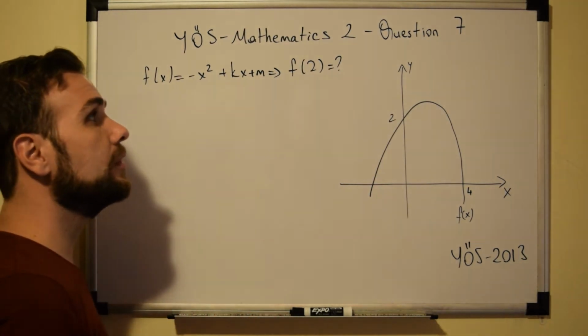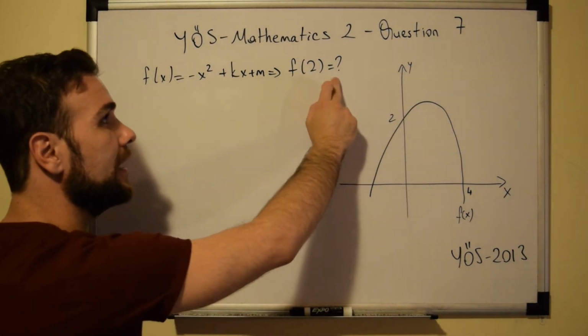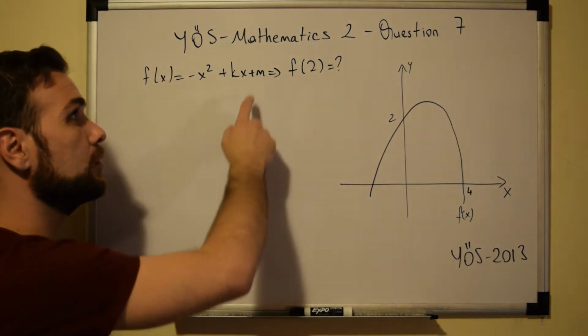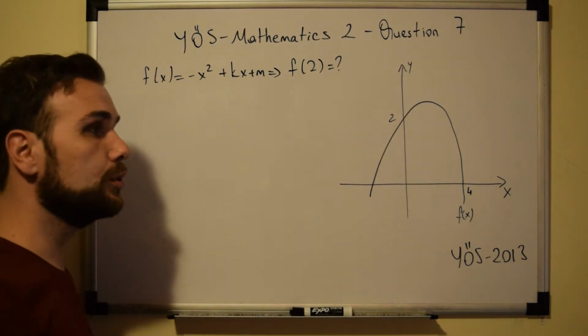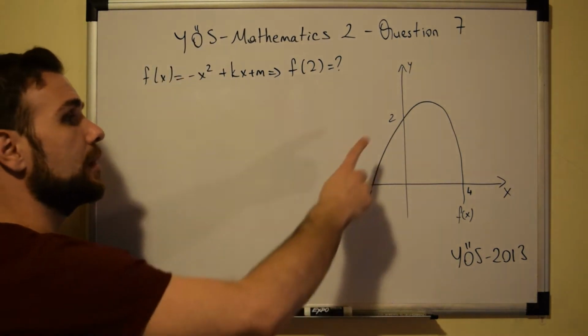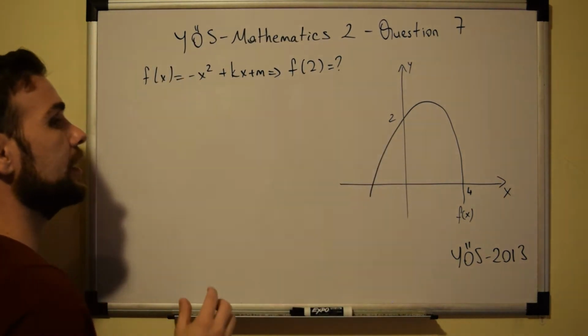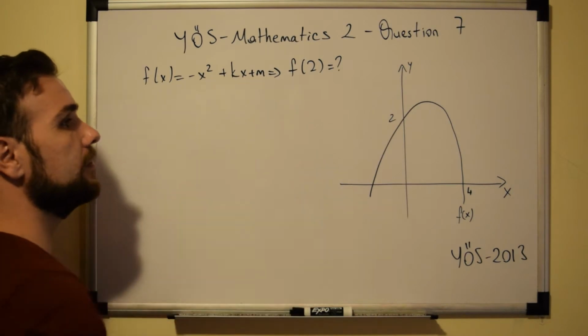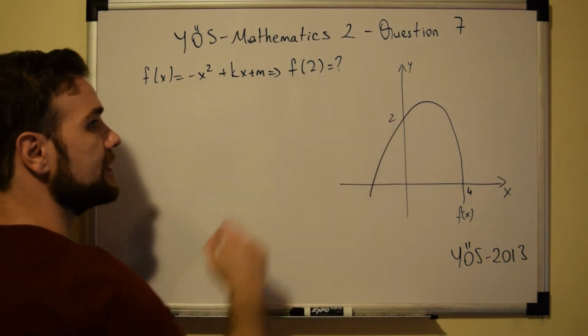Now, in order for us to be able to find the value of f(2), we first have to find the value of m and k. How do we do that? We do that by using the information that we have in this coordinate plane. So I'm going to take one point, and using that point I will be able to find the value of m. So let's take 2 for example.